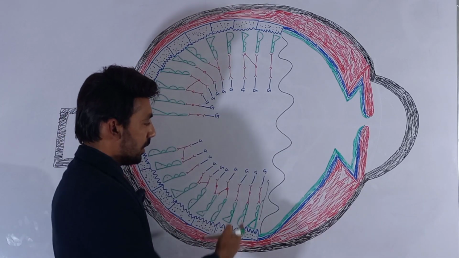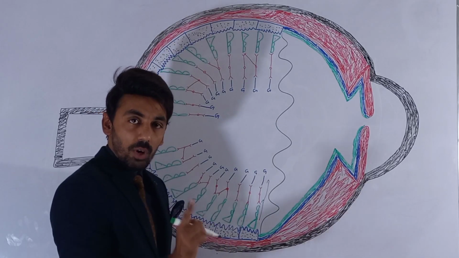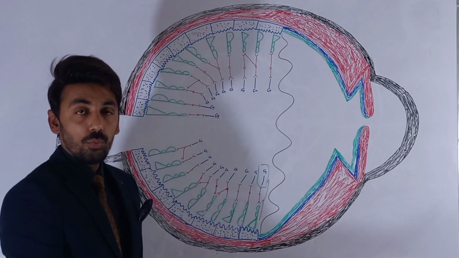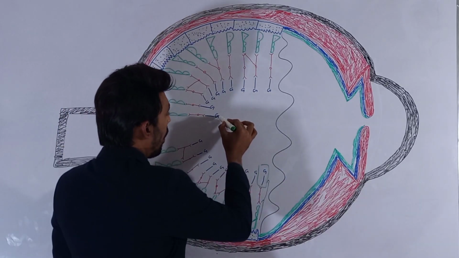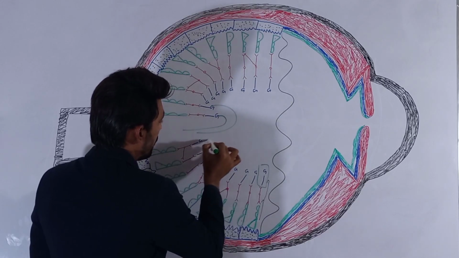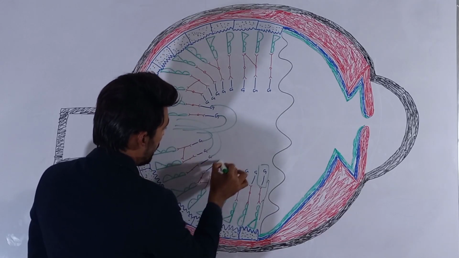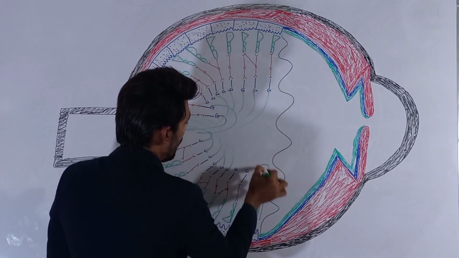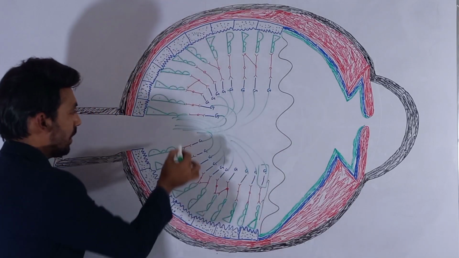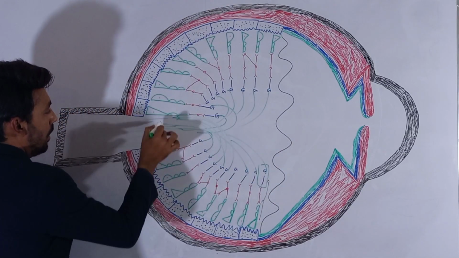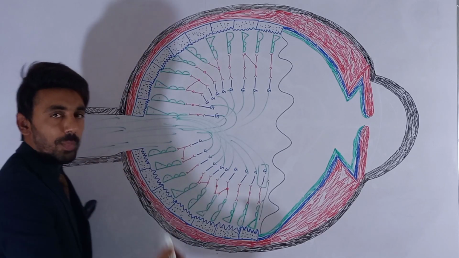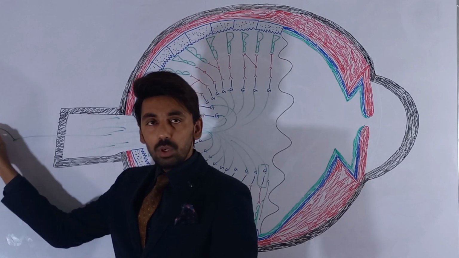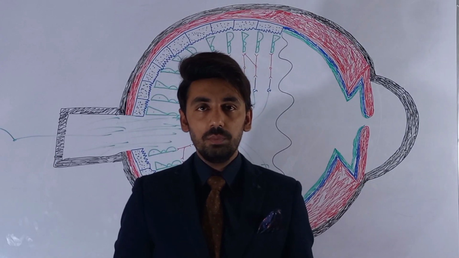And as you know, the local potential or the gradient potential is converted into action potential in the ganglionic layer. So from the ganglionic layer, all the action potential will move towards the optic nerve, and from the optic nerve it will move towards the central nervous system and the visual cortex of the central nervous system, as we have discussed.